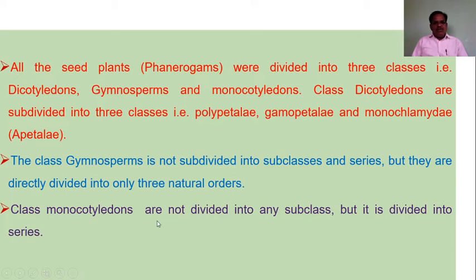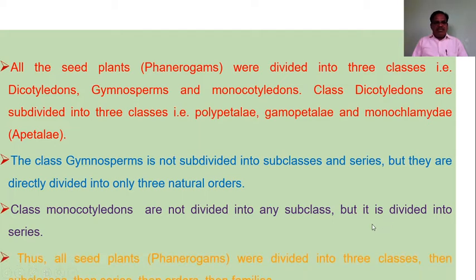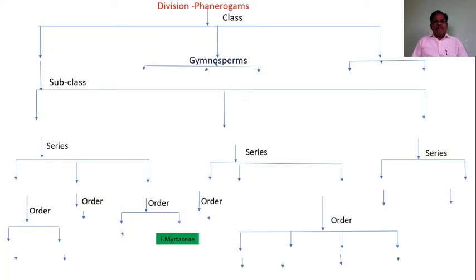Then class Monocotyledons are not divided into any subclass, but they are directly divided into the series. All seed plants are divided into the 3 classes. Then pay attention here: first of all, the division Phanerogams. These Phanerogams divide into the 3 classes.